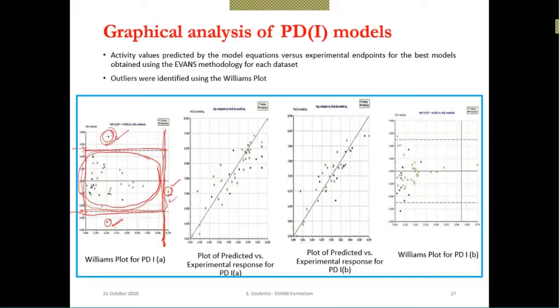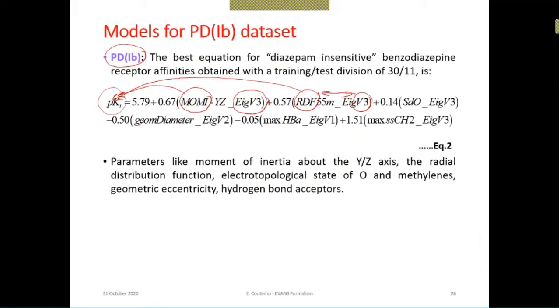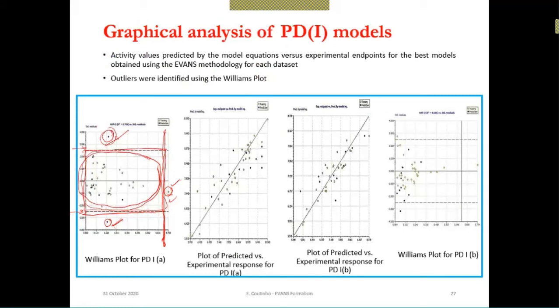Now, when you are trying to actually use the EVANS model to predict the activity of any molecule, whether it is going to be active in the diazepam insensitive benzodiazepine receptor model out here, you must be careful that your molecule actually lies somewhere in this chemical space. If your molecule that you are trying to predict falls somewhere in this chemical space within this rectangle, then you can have some confidence in your prediction for these molecules. If the molecule that you are trying to predict falls somewhere out here, then this prediction is highly unreliable.